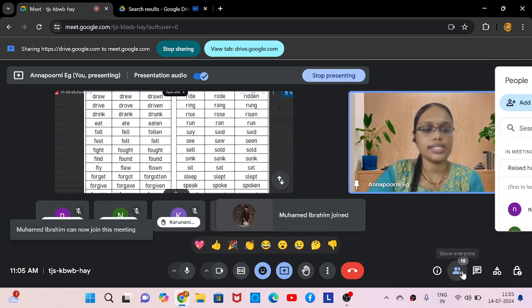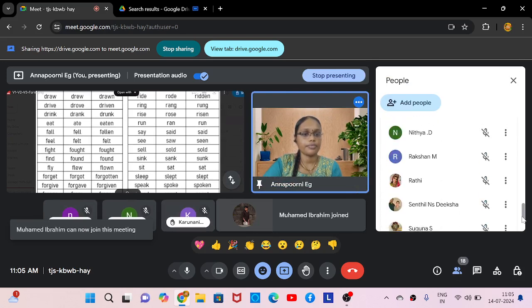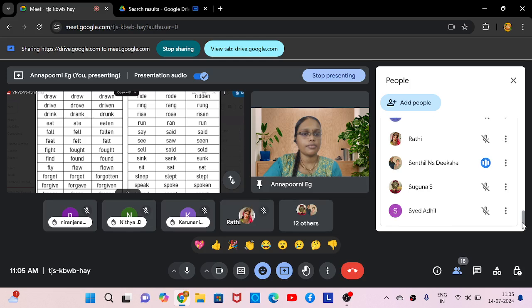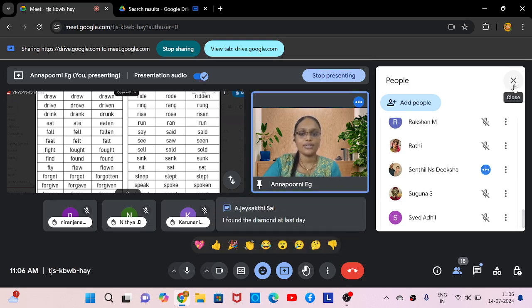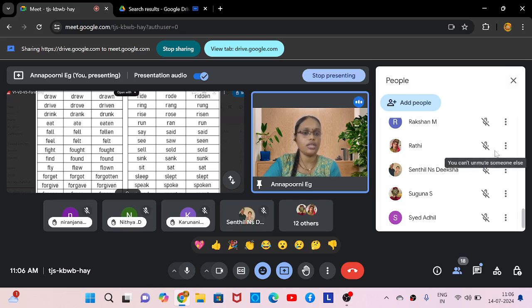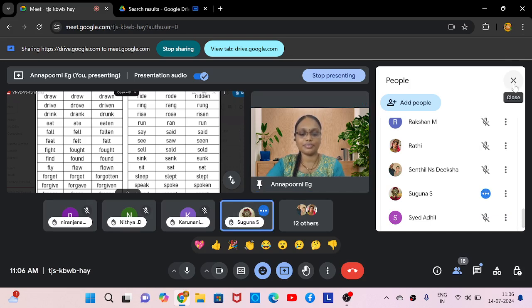Next is Deeksha. Find the number and write. This is an imperative sentence. Very good. I found the diamond last day. Very good, Meenashri. Now Suguna, can you give an example? I found a coin on the road.